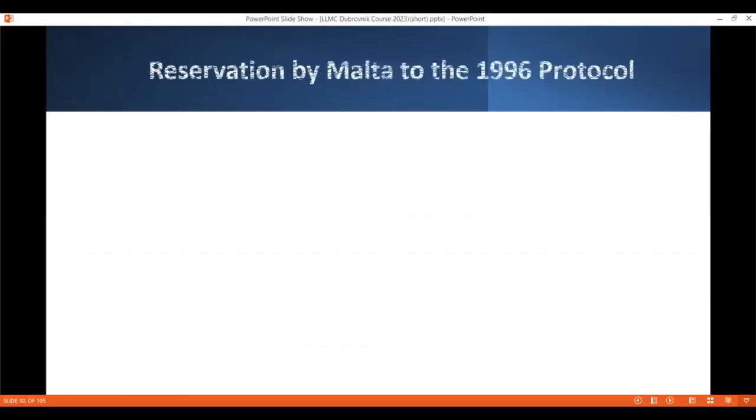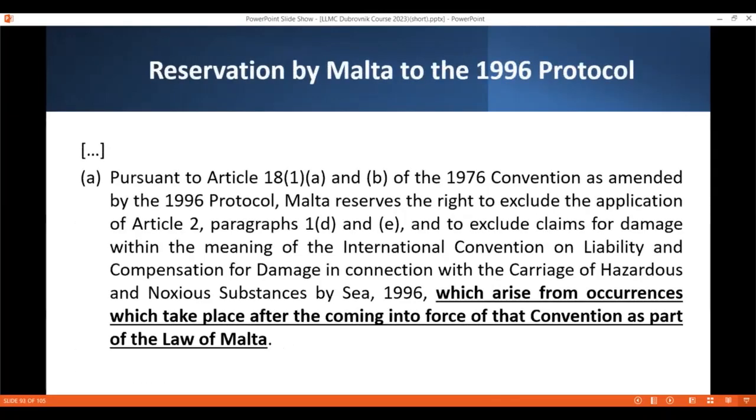But the reservation by Malta, if you see here, says it reserves the right to exclude. Lithuania, I like. Lithuania said that Lithuania hereby excludes. There's no doubt. Hereby excludes.